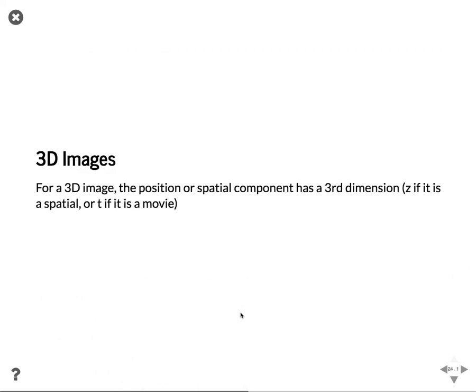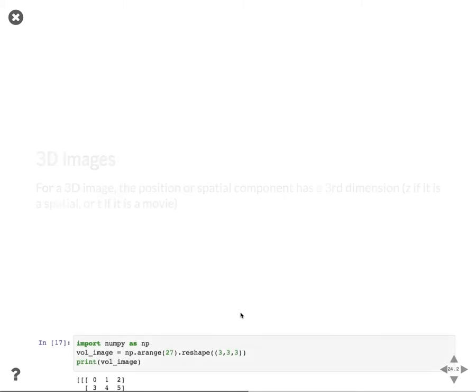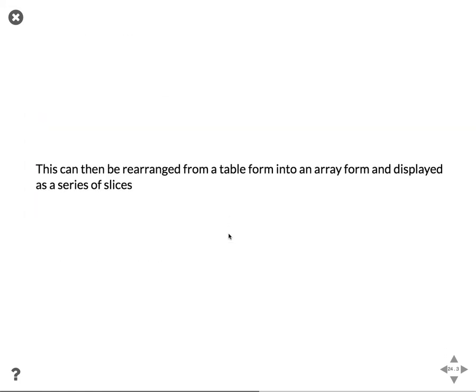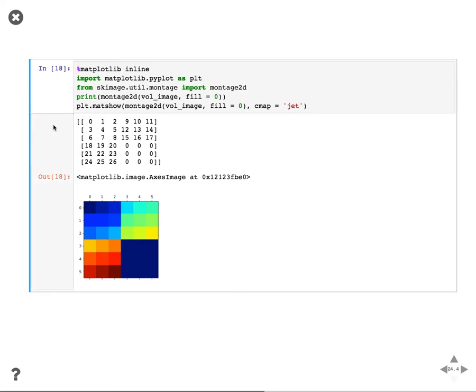So for 3D images, we just had 2D images there. It's the same sort of idea. You just add an additional dimension to it. Here you have a very small 3D image of 3 by 3 by 3, and we show it as a matrix representation there. It can be rearranged to make one big 2D image, which is often how we look at it. It's something called a montage, where you flatten out that 3D image so you have all of it there, and you can present it on one slice. And that's also what we showed earlier when we had the different slices of the images.